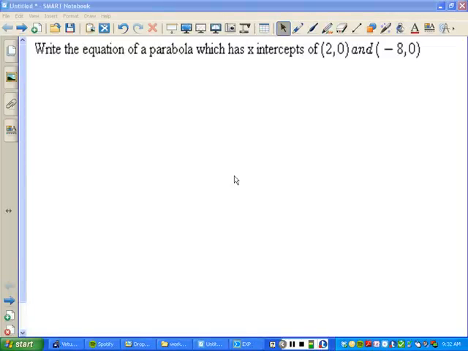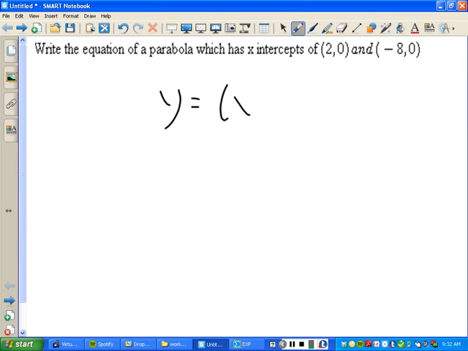All right, so the first one on those extra problems: write the equation of a parabola which has x-intercepts (2, 0) and (-8, 0). The way you do that is y equals (x - 2)(x + 8).